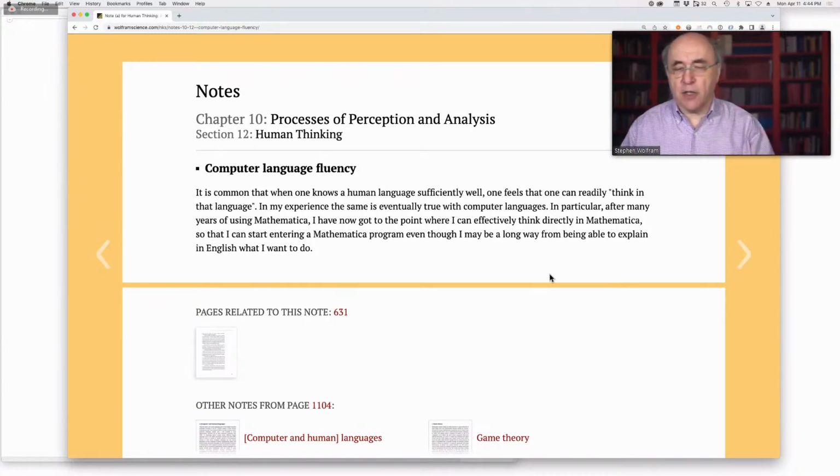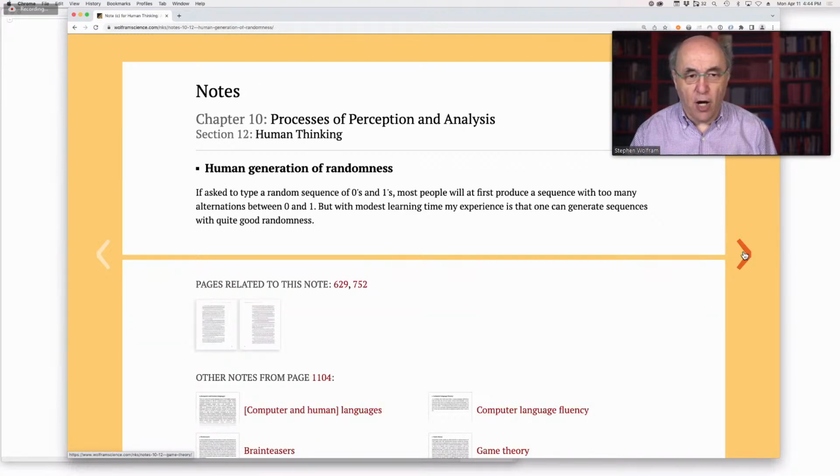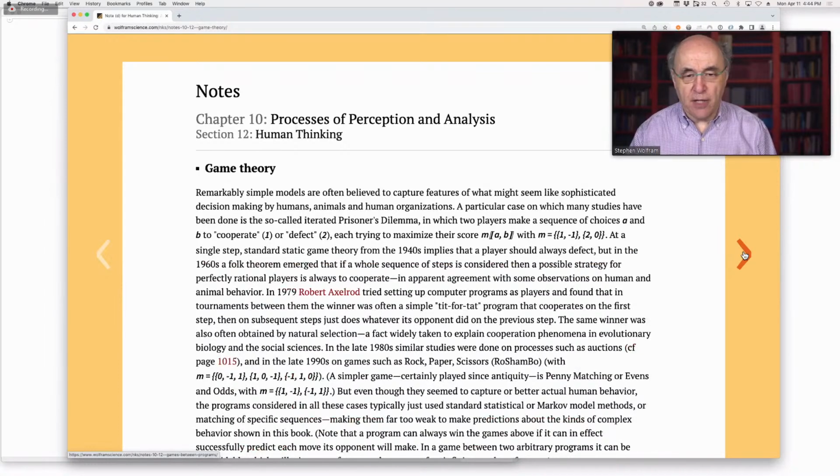Could we learn a language based on Rule 30? Well, probably not. And we can tell that by looking at the common regularities that we see in human languages. I'm talking a little bit about that here. Brain teasers. If we were given Rule 30 as a brain teaser, could we solve it? The answer is basically no. Questions about generation of randomness by humans.